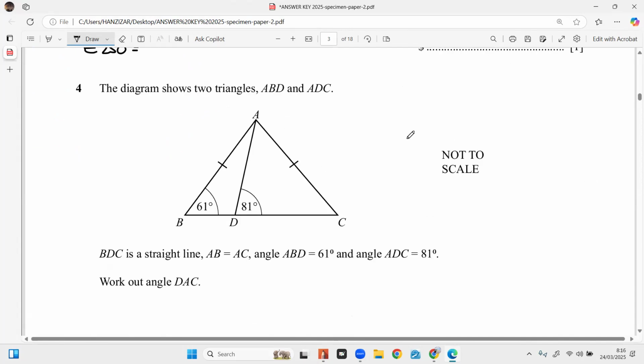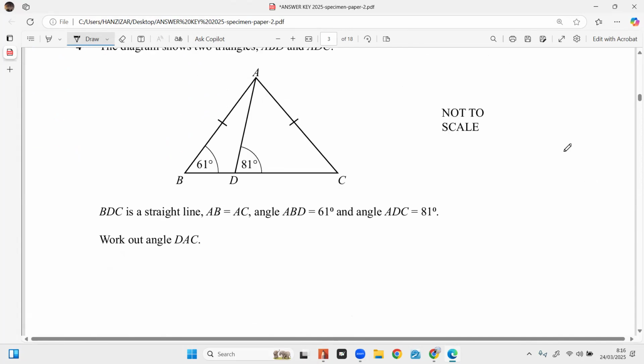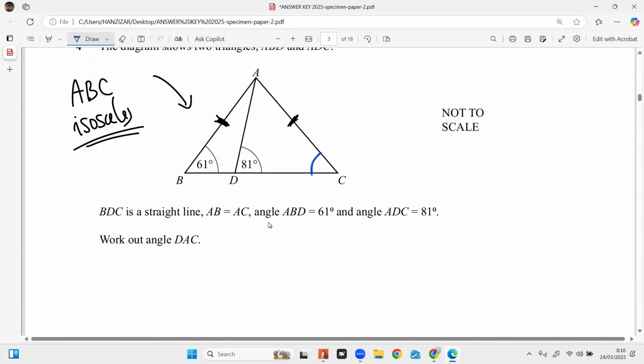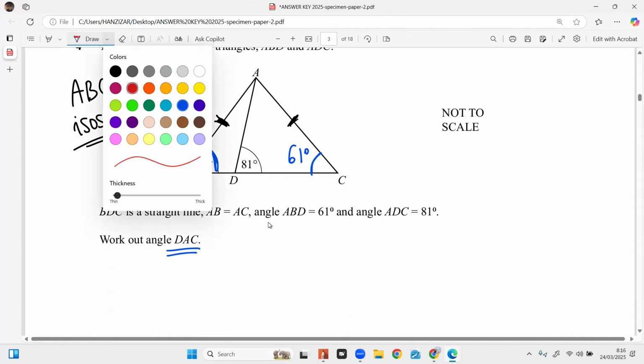Okay. Now, number 4. The diagram shows two triangles, ABD and ADC, and AB equals AC. With this clue, we have to understand that ABC is equilateral. No, sorry, ABC is not equilateral. It is an isosceles triangle, because two sides are equal. Then we can conclude that this angle is also the same as 61, so 61 here. Now work out the angle DAC. It's getting easier. DAC is here.